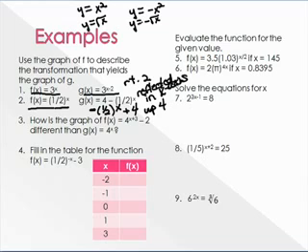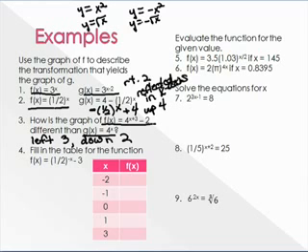Take a look at 3. How is this graph different from the parent function g of x is equal to 4 to the x? Well, I've got a plus 3 embedded inside, so that means it's going to be left 3. And then I have a minus 2 at the end, so that also means it is going to be shifted down 2.